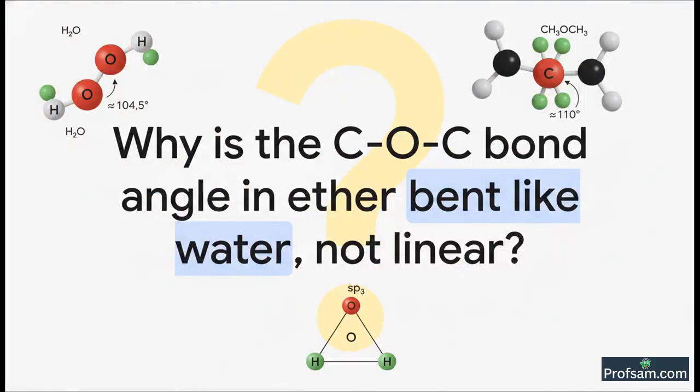And to leave you with a final thought, based on everything we have discussed today about structure, can you think about why the COC bond angle in an ether is bent? It's around 110 degrees, much like in a water molecule. It's not a straight 180-degree line. Why do you think that is? Think about the hybridization of that central oxygen atom and its lone pairs. We'll explore that next time.